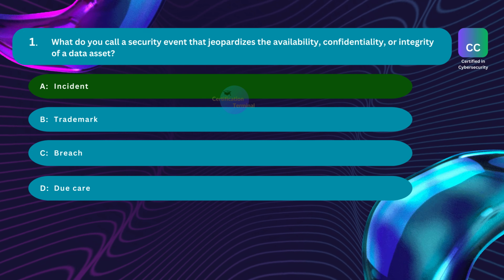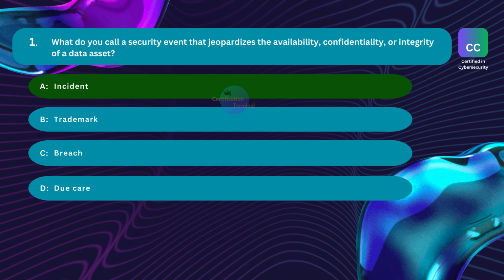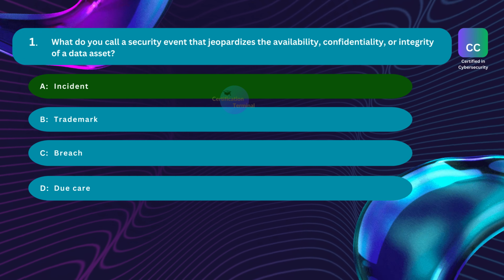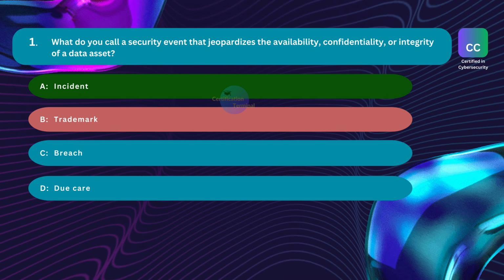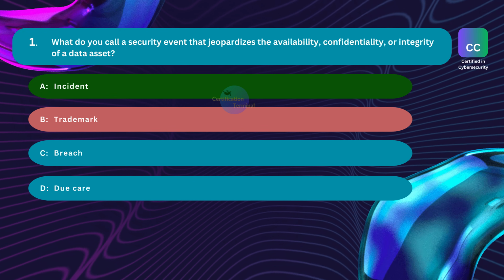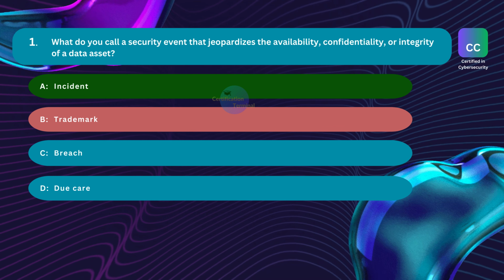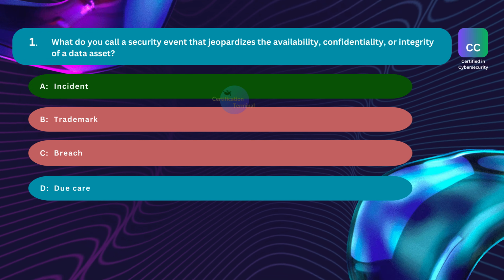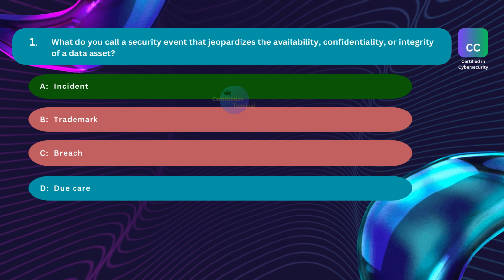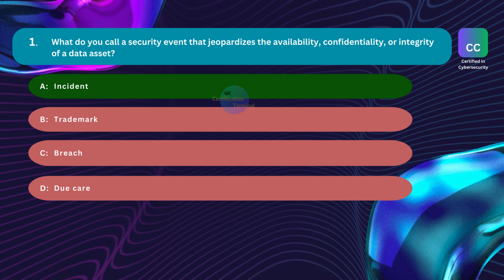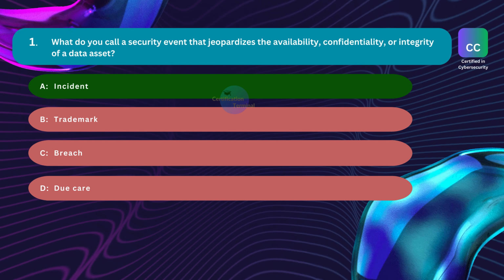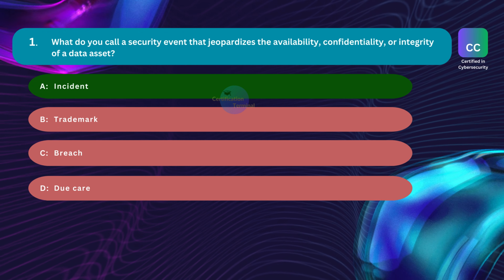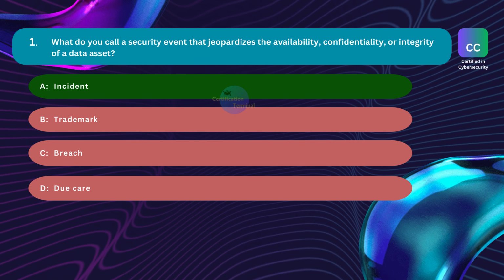An incident refers to any security event that compromises or has the potential to compromise the security, availability, confidentiality, or integrity of an information asset or system. Trademark, Option B, refers to a legally protected symbol, logo, or name associated with a product or company. A breach, Option C, specifically refers to an event that leads to unauthorized access, disclosure, or loss of sensitive or confidential information. Due care, Option D, refers to the responsibility of individuals or organizations to act prudently and reasonably in a given situation to prevent incidents or breaches, but it does not specifically describe a security event that jeopardizes data assets.